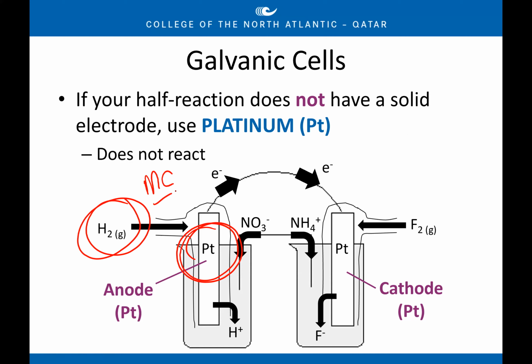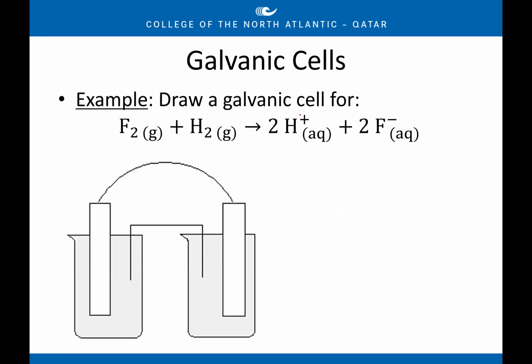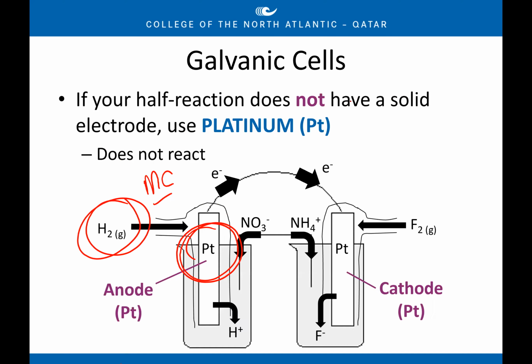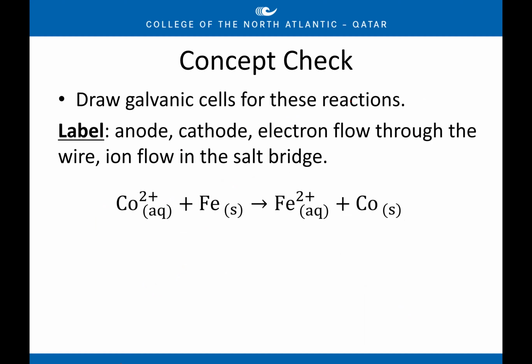Okay, if you do not have a metal, use a platinum electrode. This is more of a multiple choice type question where I'm not going to get you to sketch this. So actually, you can ignore this question because we would need a platinum electrode. You're not going to have to sketch that, don't worry. But it is good to know, maybe for another type of question, if you don't have a solid electrode, like if you're dealing with all gases or liquids or all aqueous, you need to use platinum. So let's do this example. This is a good one.